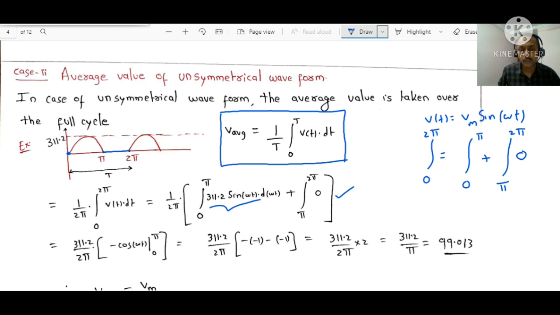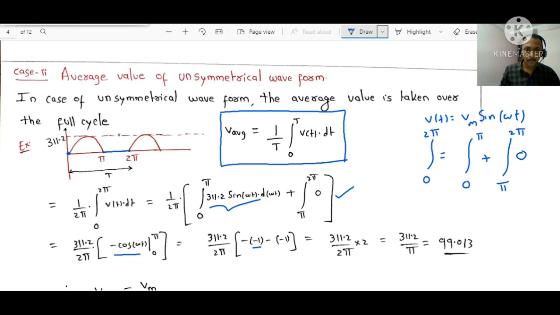This step is very important, dear students. This is where most of the students commit the mistake. You have to take the limits 0 to 2 pi, but if you split it into two parts, 0 to pi plus pi to 2 pi, from pi to 2 pi there is no magnitude, its value will be simply 0. Now the integral of sine omega t is minus cos, that is what we have done here, and we have applied the limits 0 to pi. Cos of pi minus 1, upper limit minus lower limit, minus of cos 0, upper limit minus lower limit.